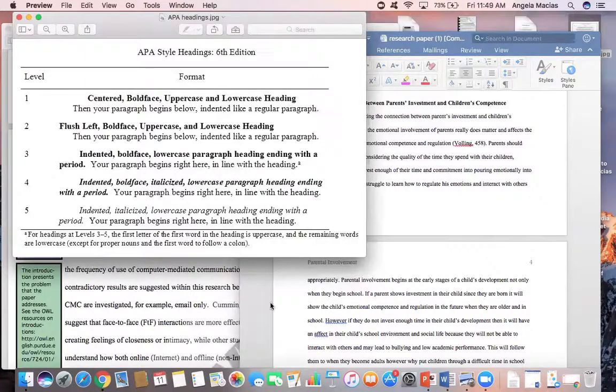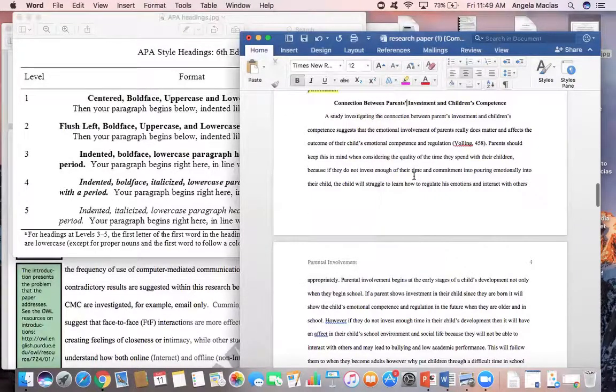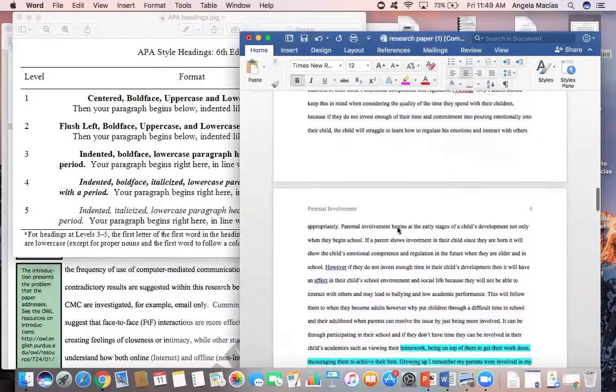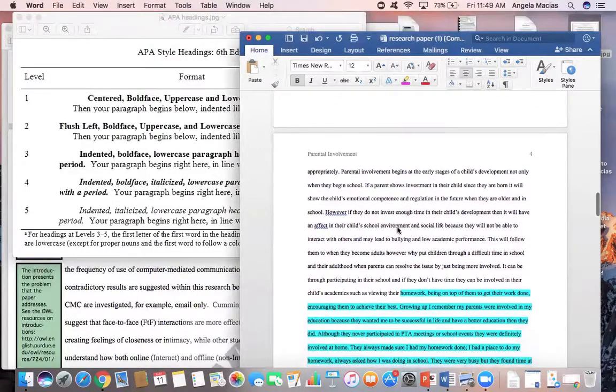So this is a nice little cheat sheet, and you can just Google APA headings and you'll find it. Okay, so I have fixed my heading. If I had another heading, I would make sure that I did the level 2 appropriately.